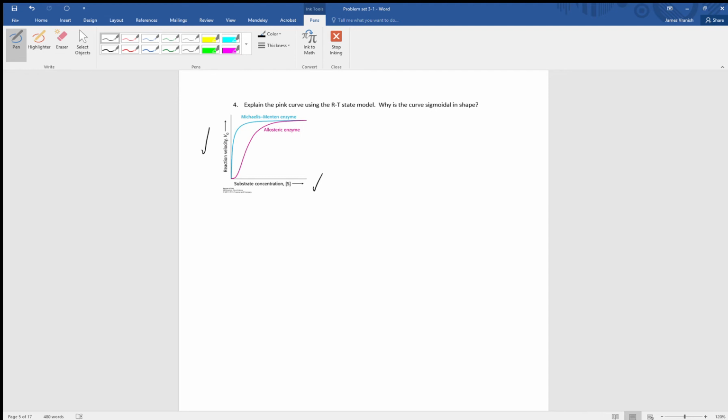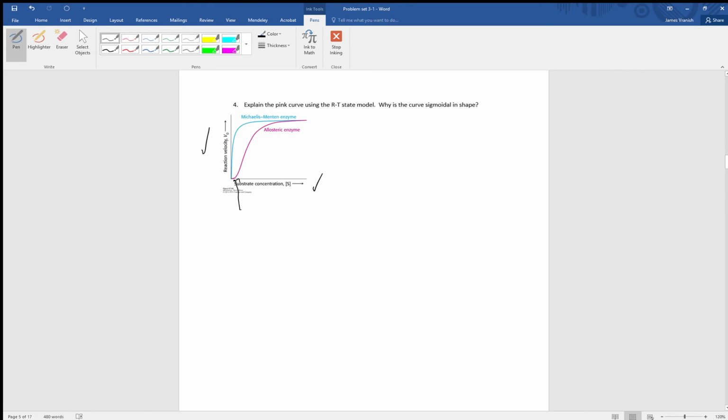Now, in the case of the pink curve, instead of having a hyperbolic shape, it has sort of an S shape to it. We call that a sigmoidal curve. All right, now what causes this, if we kind of follow along the curve here?